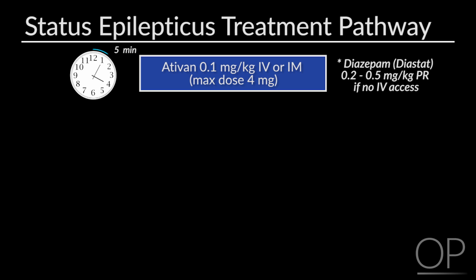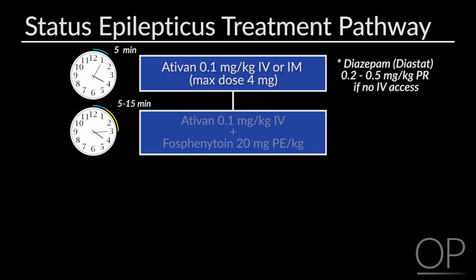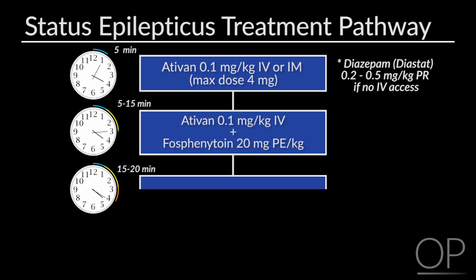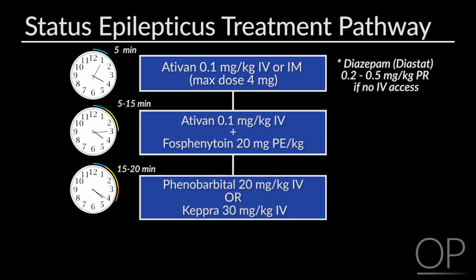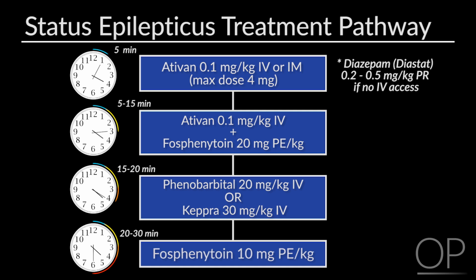If the seizure persists for 5 to 15 minutes, then you want to repeat the Ativan at the same dose of 0.1 milligram per kilo IV plus fosphenytoin 20 milligram PE per kilo. If the seizure persists for 15 to 20 minutes, then you give phenobarbital 20 milligrams per kilo IV. And if the seizure persists for 20 to 30 minutes, then you give fosphenytoin 10 milligrams PE per kilo.